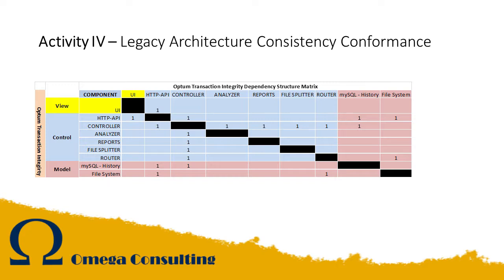Using those constraints, we constructed a dependency structure matrix to verify the consistency of architecture consistency conformance. And as you can see here, wherever there's a one, that's where the dependencies are in the architecture, and it does meet those constraints.